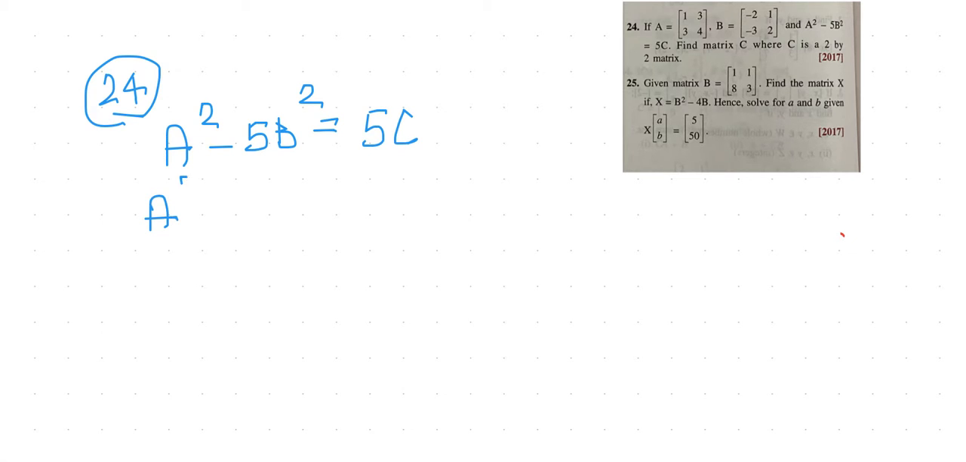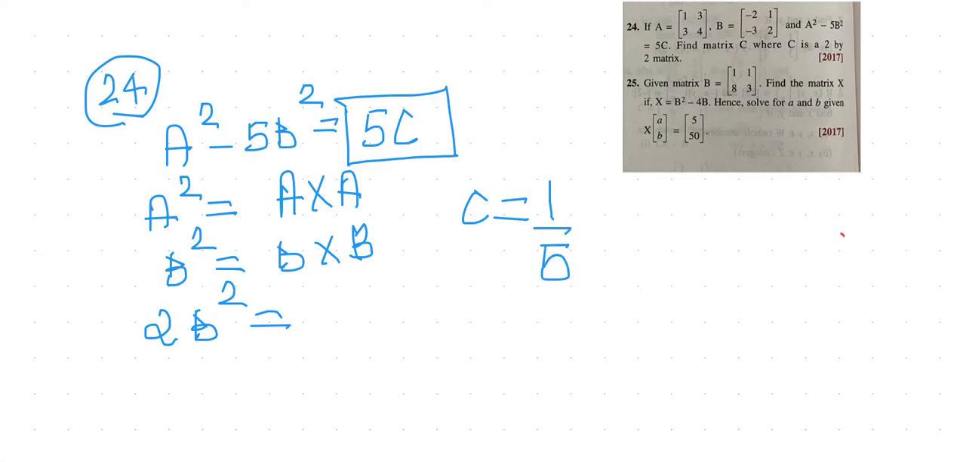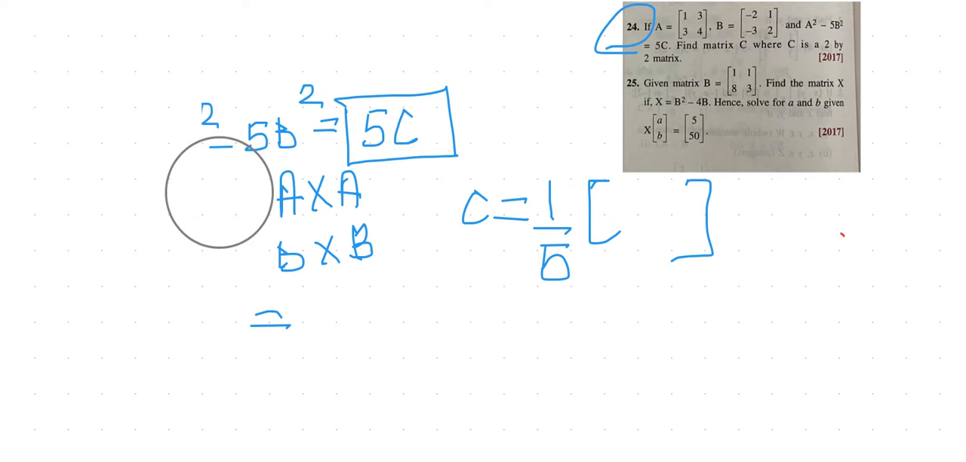So what you will be finding out? First find out the value of A square, which will be equal to A into A. Okay, and then find out the value of B square, which will be equal to B into B. Then multiply it by 2B square to get the value, and then you can equate this, then C will be equal to 1 upon 5 times of whatever matrix you are getting. So just replace the values to find out the answer. Question number 24 is an easy one, so you will be taking that as homework.